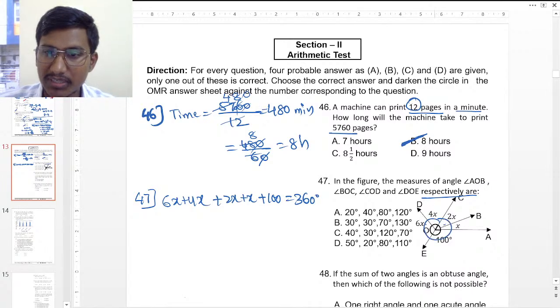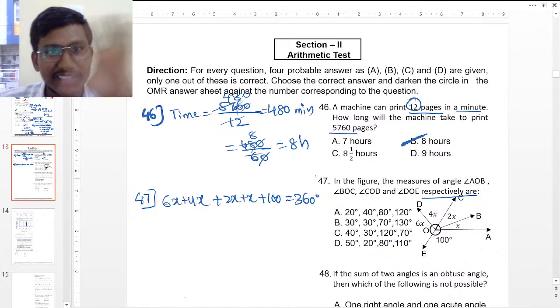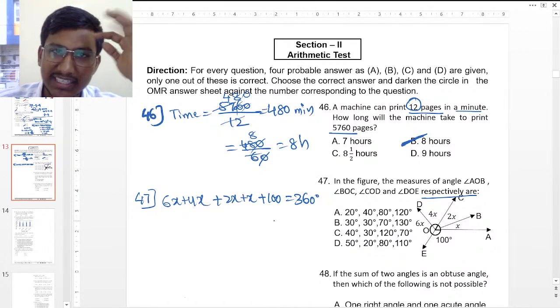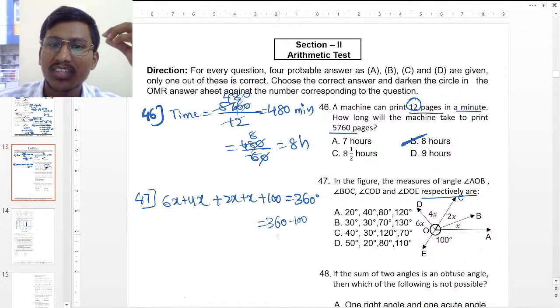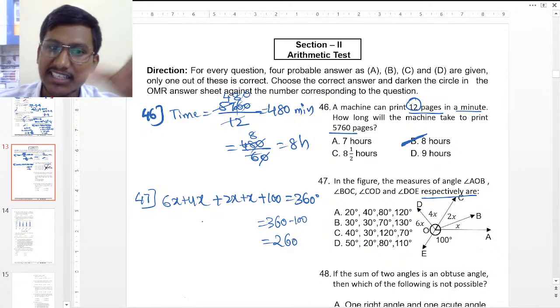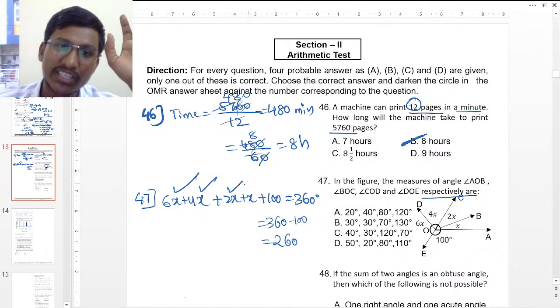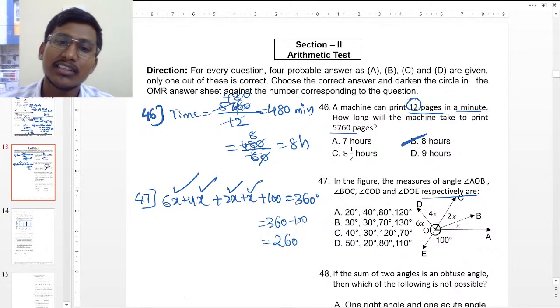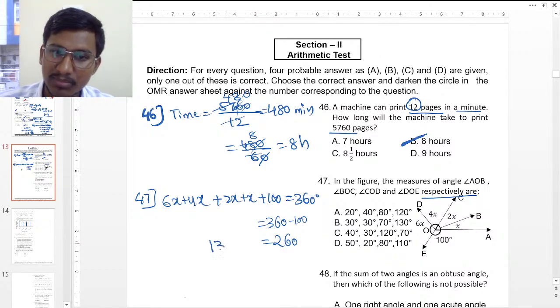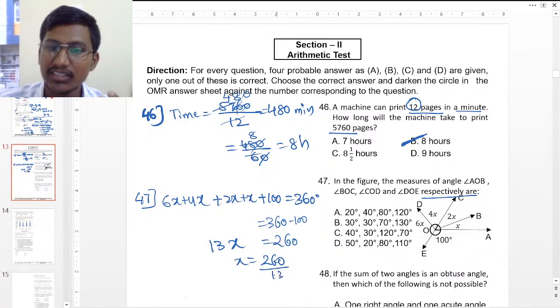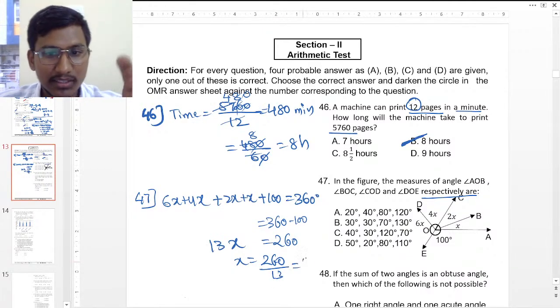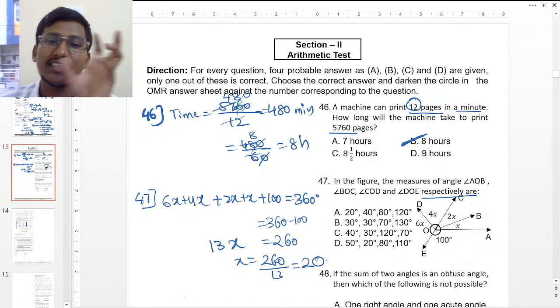So that is 360 degrees. We take that 100 to the other side and subtract it. 360 minus 100 is 260 degrees. On this side, 6x plus 4x is 10x, plus 2x is 12x, plus x is 13x. So 13x will be 260. To find x, we divide 260 by 13. 13 2s are 26 and 0 as it is. So x will be 20 degrees.